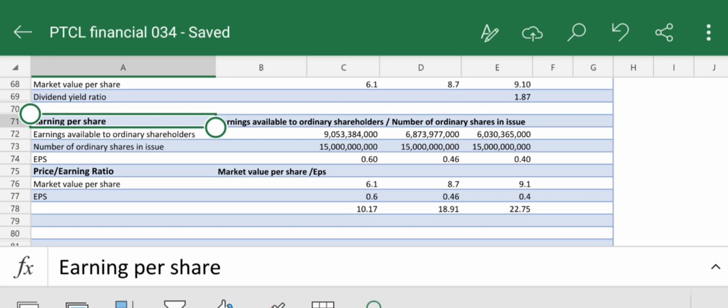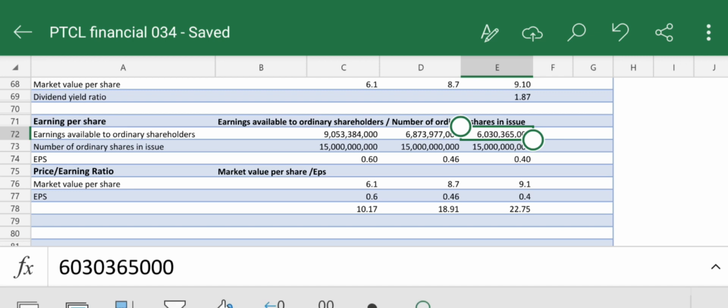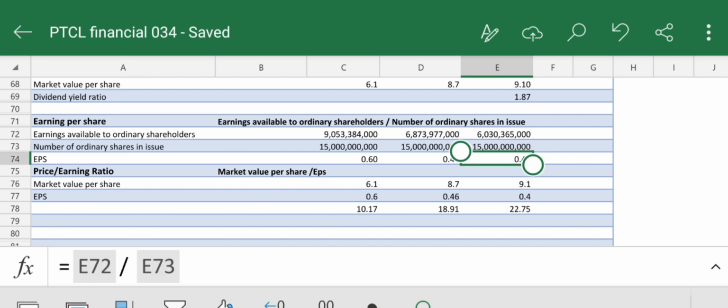Next is the earning per share. The formula is earnings available to ordinary shareholders divided by number of ordinary shares in issue. The earnings available are in the income statement, and the number of shares is available in the reports. Earning per share in 2020 is 0.4, in 2021 0.46, and in 2022 0.60.